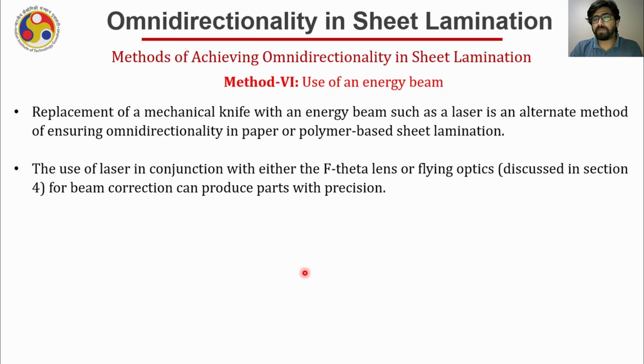So if the energy beam is used to cut the paper, like I already mentioned in the case of laminated object manufacturing, then let us call it method number 6. We have to use either an F-theta lens, or we have to use flying optics, as we just discussed earlier.